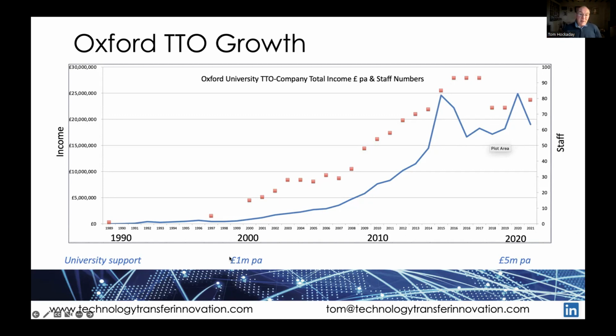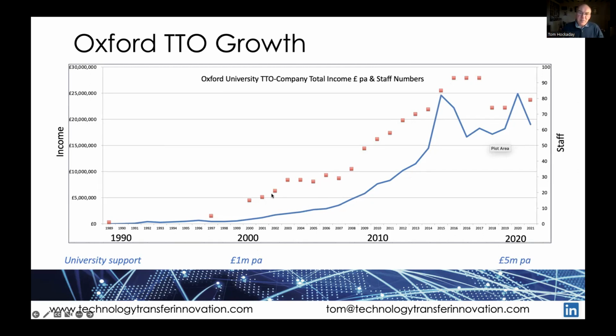And this is the amount of university support. The university was putting in £1 million a year. It now puts in £5 million a year. And the blue line is the total income that came into the tech transfer office, mainly from licensing activity, but other forms of income as well.